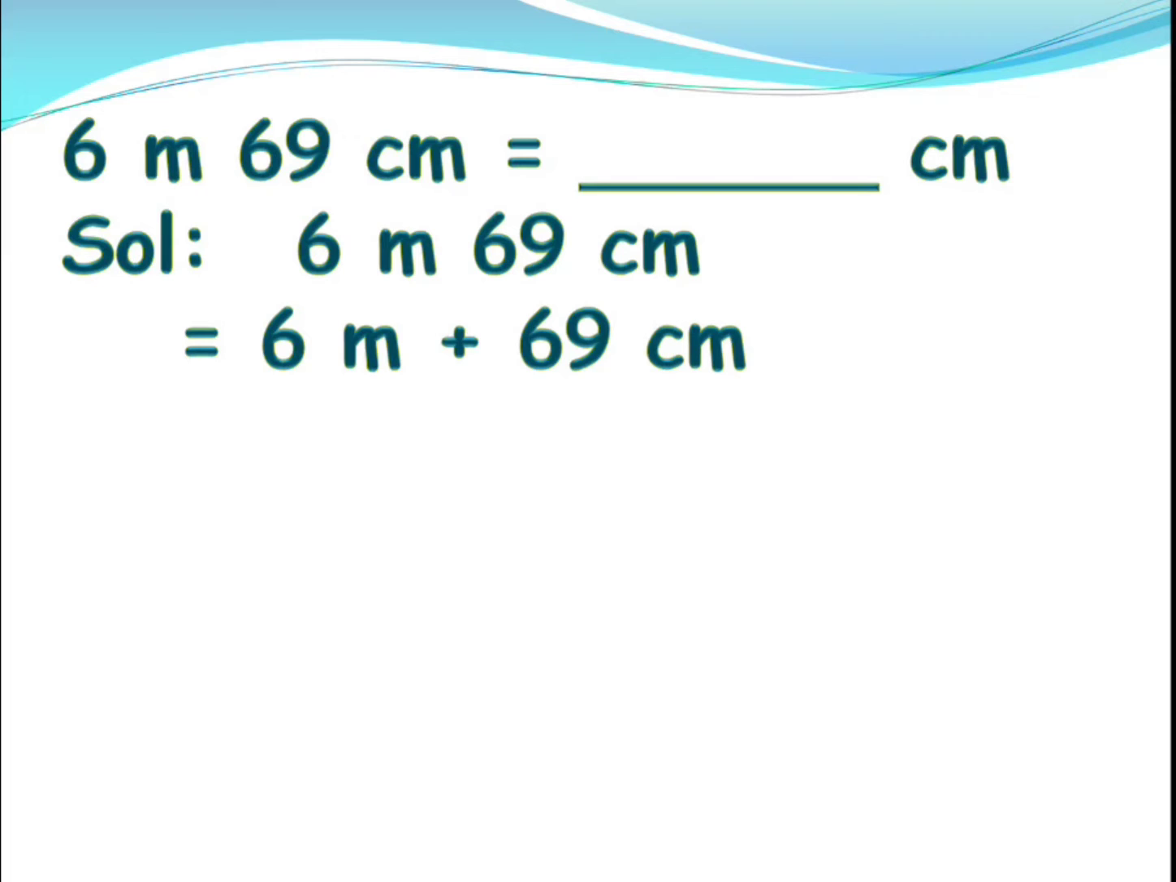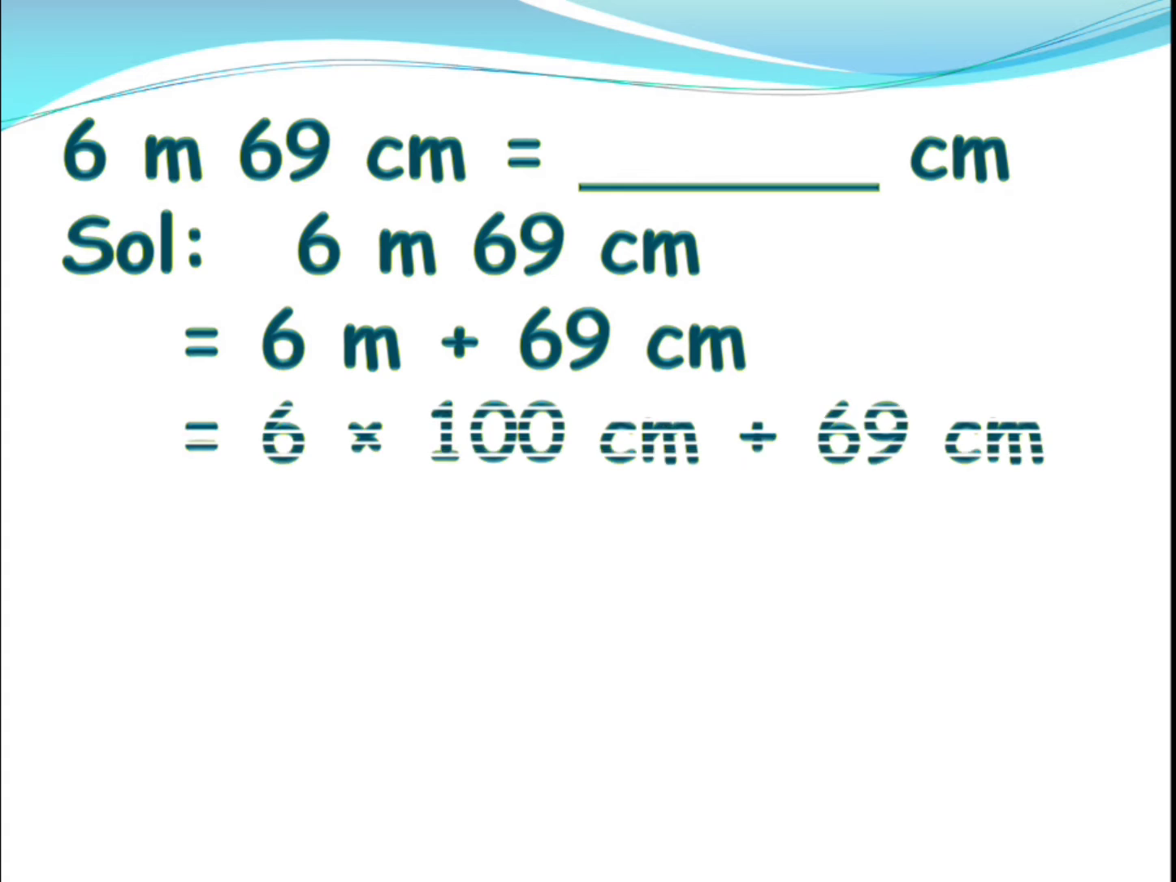Because 1 meter is equal to 100 centimeters, isn't it, children? So that's why this 6 meters we will multiply with 100 centimeters, and 69 centimeters you will write as it is. Okay, why? Because we are not doing anything to 69 centimeters. We are just copying it down. If you don't write it, that means 69 centimeters is not there. So to avoid that confusion, you need to copy it down as it is, 69 centimeters.